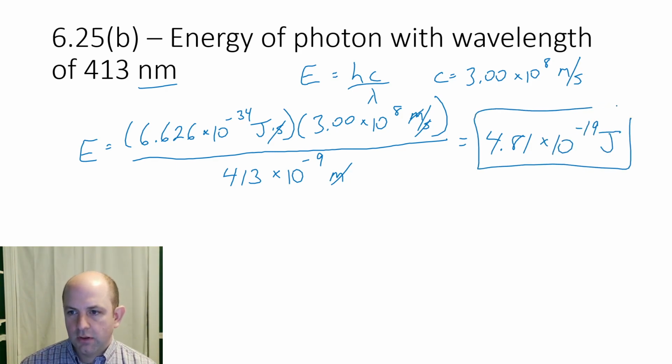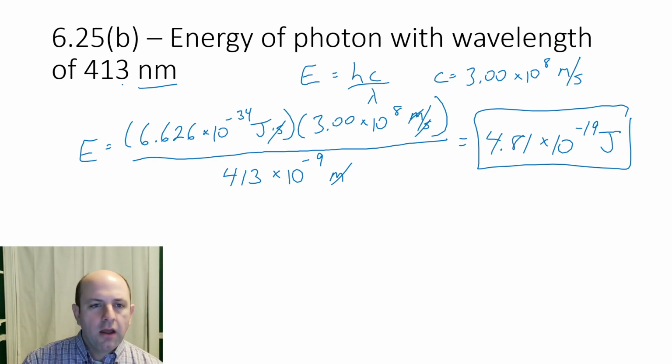So, yep. When you see 10 to the negative 19th, you're around visible light. It might be ultraviolet, it might be IR, but when I see 10 to the negative 19th, I know I'm close to visible light. And that seems reasonable because 413 is right at the edge of visible to ultraviolet. That's in the very deep purple.